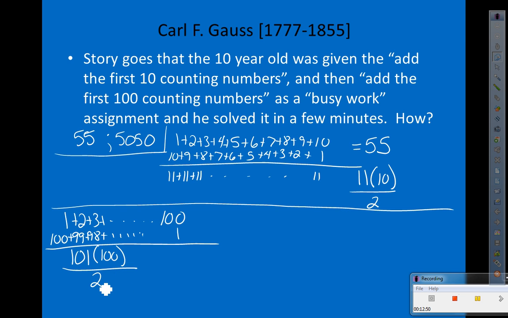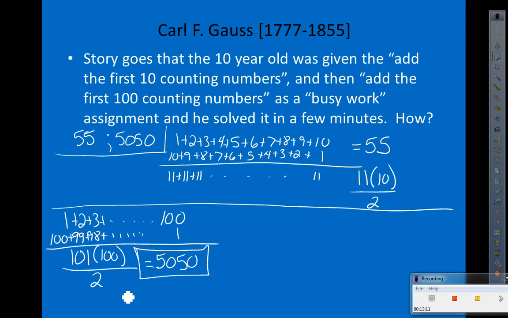And still doing all this in his head. 2 went into 100 50 times. So remember 50 for a second. I'm going to write down a 0. Now we got a 5 left. 5 times 101 is 5050. Let me clean that up. Let me move this 0 over a little bit. But that's how he did that.